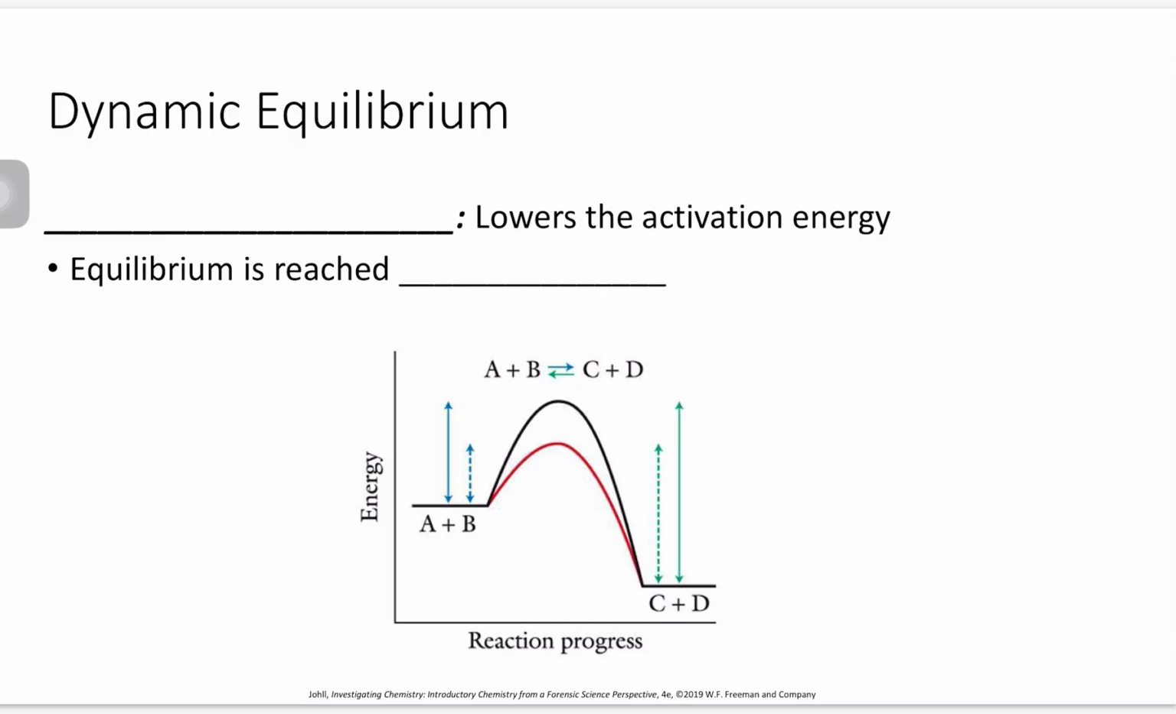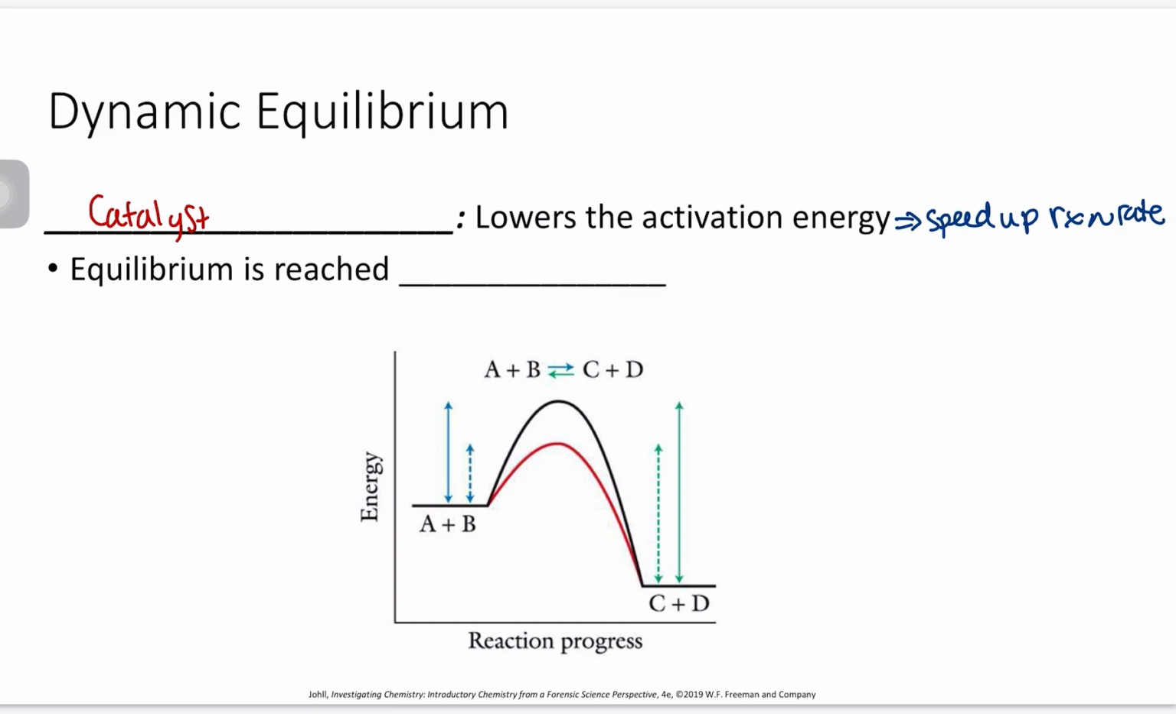We can use a catalyst to lower the activation energy. And in doing so, it's going to speed up the reaction. It speeds up that rate of reaction.